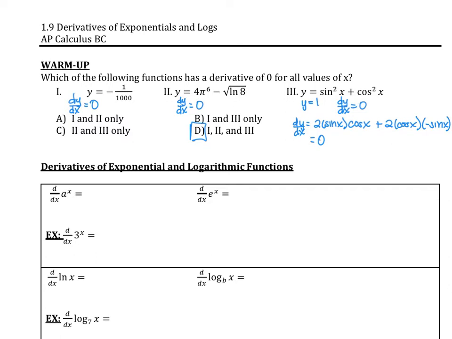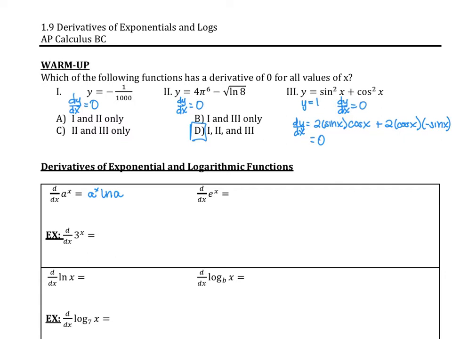So the first one that you should know is that if I take the derivative with respect to x of a to the x, where a is the base and x is the variable, this gives me a to the x natural log of a. We sometimes write the natural log first. It doesn't really matter. So a to the x times the natural log of a. That's the derivative for a to the x.